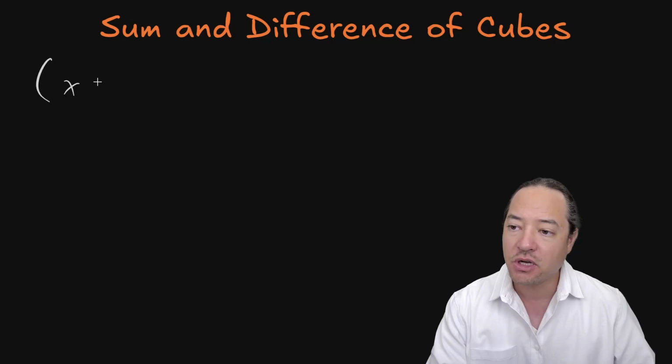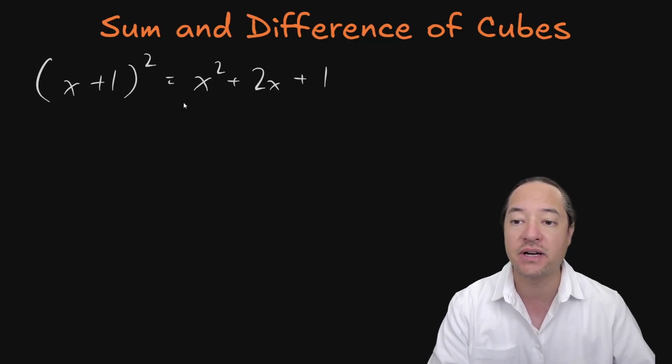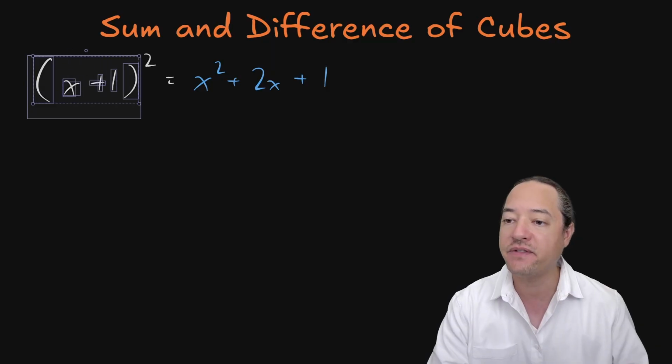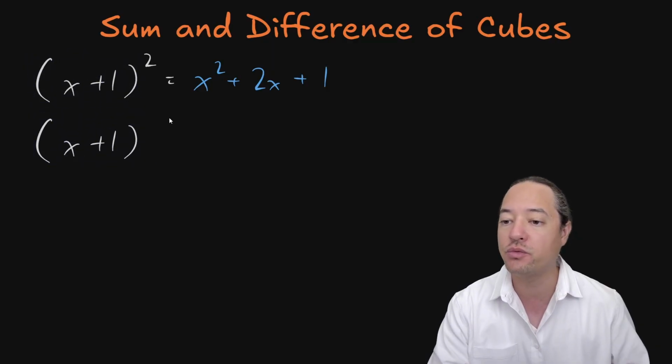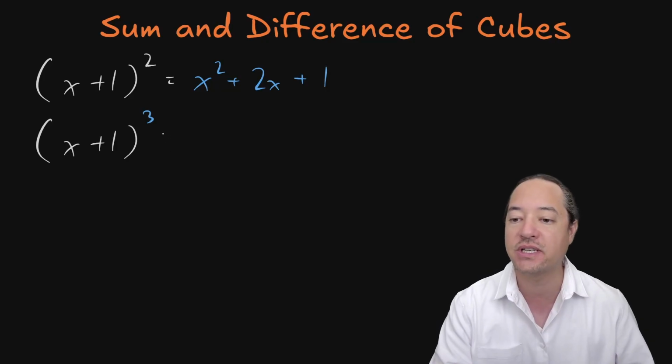Let's start out with x plus 1 and we'll square this. If we square this, we know what this formula should look like. This is the square of a sum, so this should give us x squared plus 2x plus 1, right? So this is what we'll get when we square it. But what would happen if instead we cubed it? Let's try and see what's going to happen.